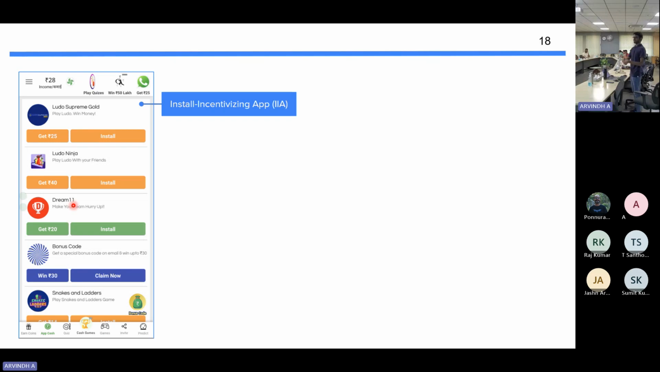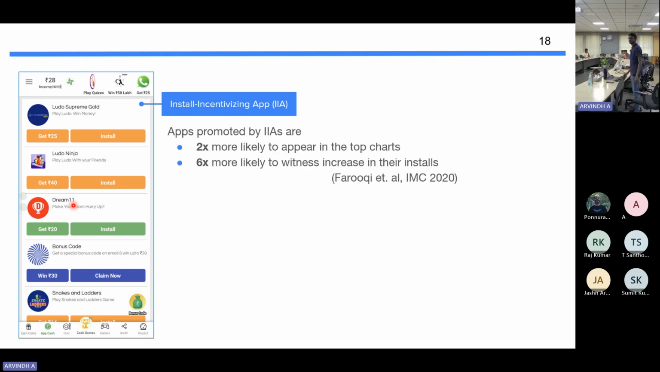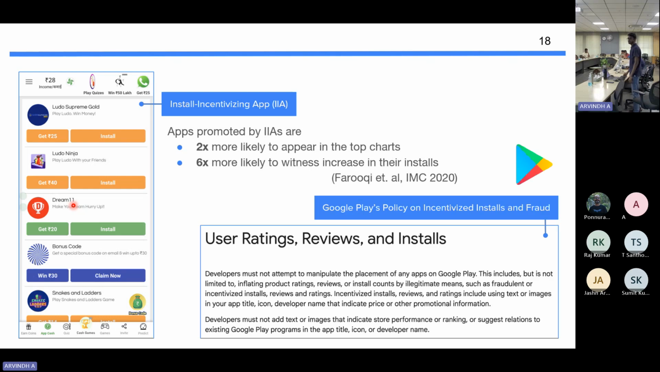So this essentially prompts users to download and rate apps which they wouldn't have otherwise. The motivation behind doing this is that apps that are promoted by IIAs are 2x more likely to appear in the top charts and 6x more likely to witness an increase in their installs. So developers have plenty of motivation to subscribe to one of these IIAs to promote their apps.